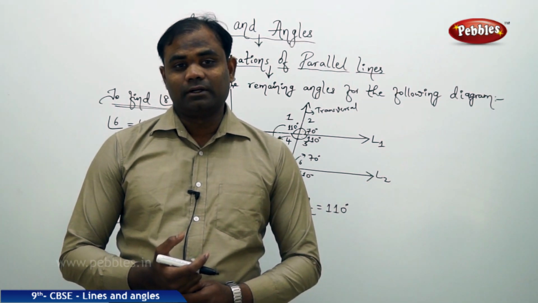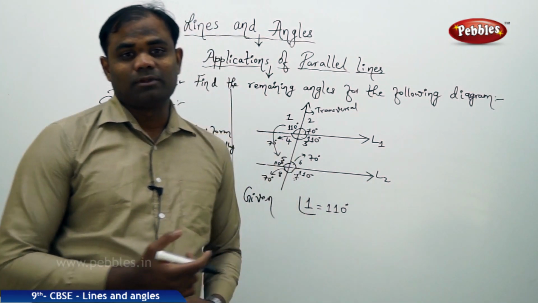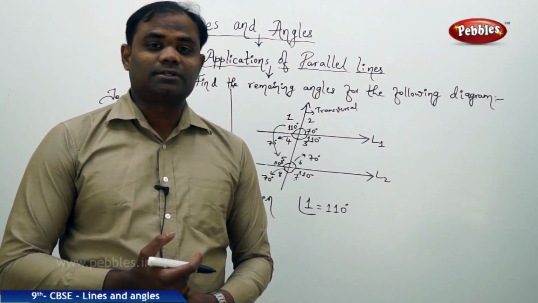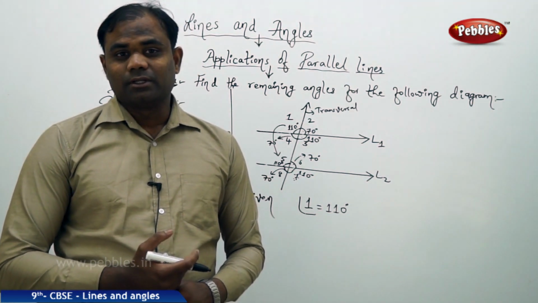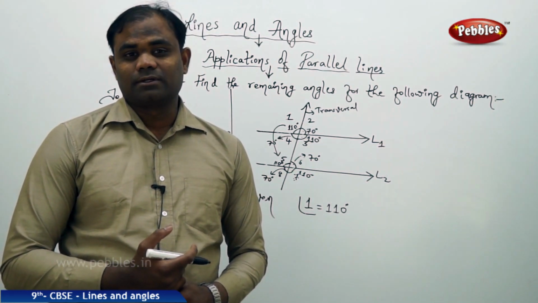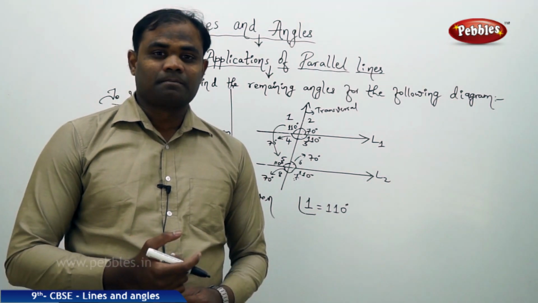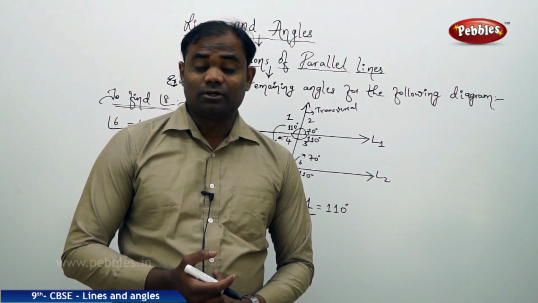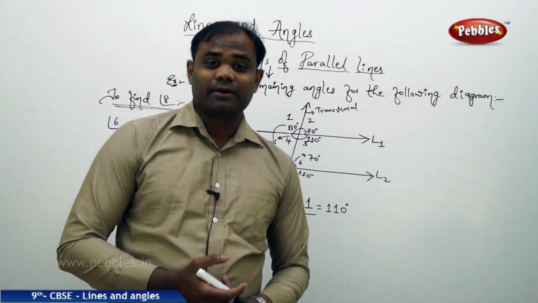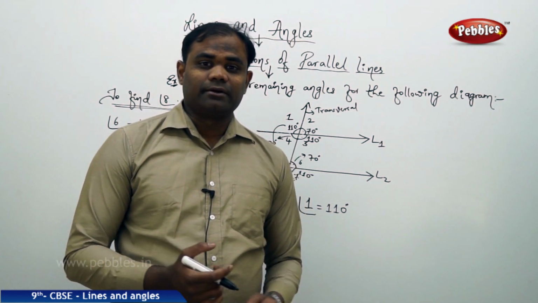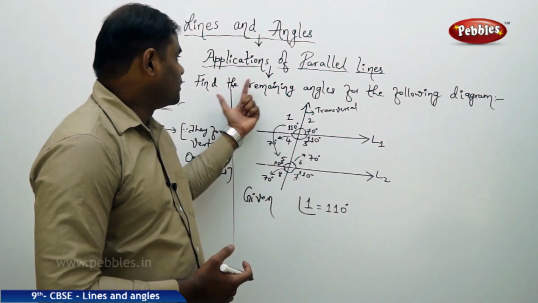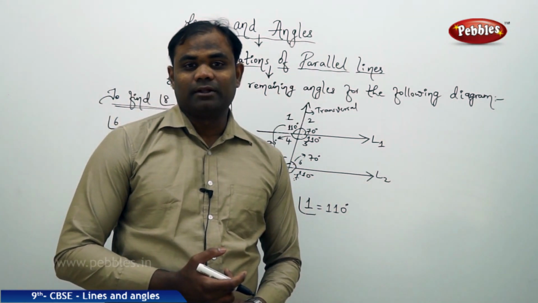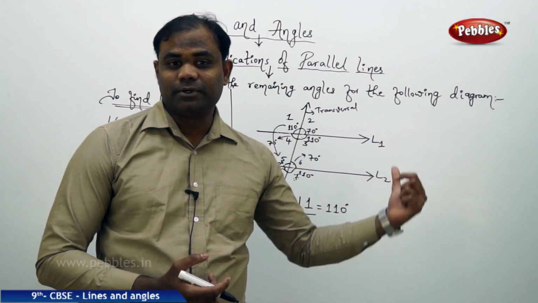This is how we can find the remaining angles of the parallel lines connected with the transversal, strictly using the properties we have learnt in the previous sessions, connecting with corresponding angles, vertically opposite angles, alternate angles, interior angles, and exterior angles. Next: real life applications of parallel lines in daily life situations.